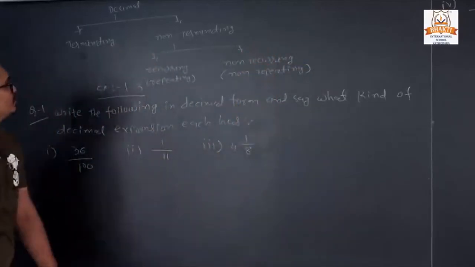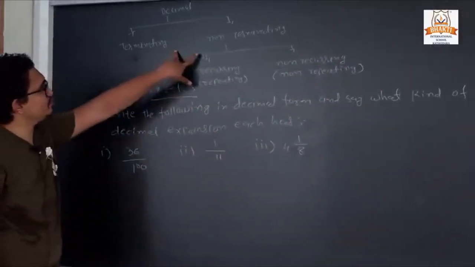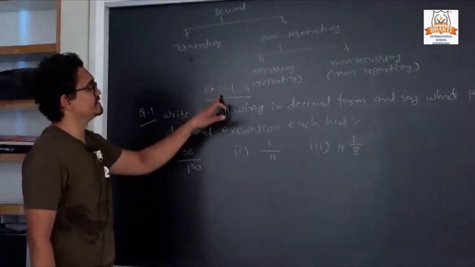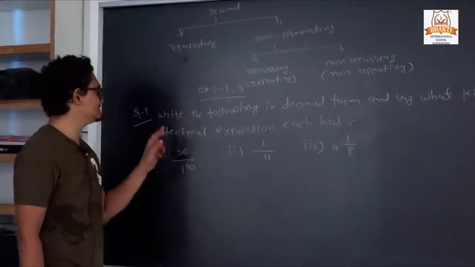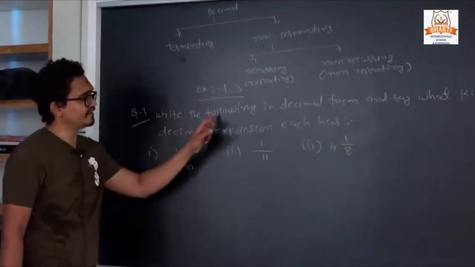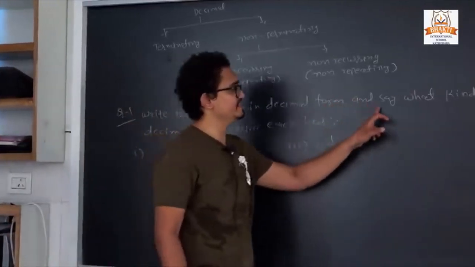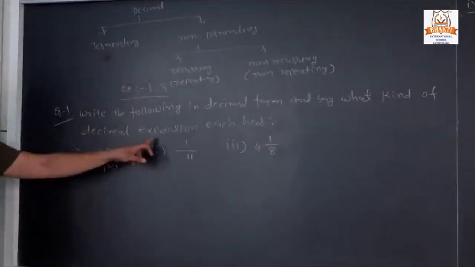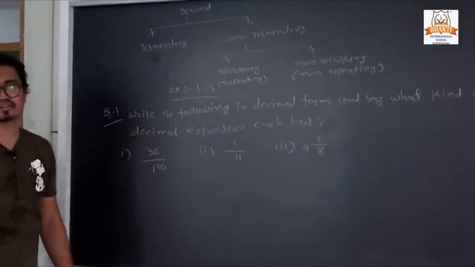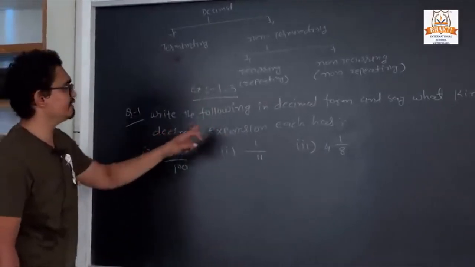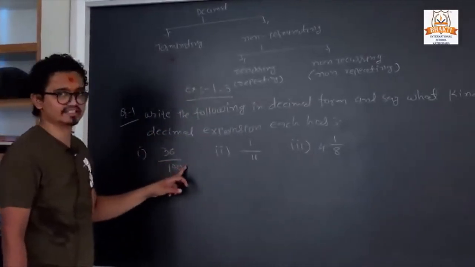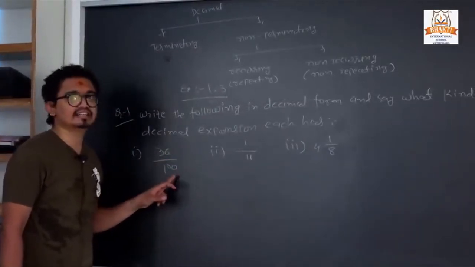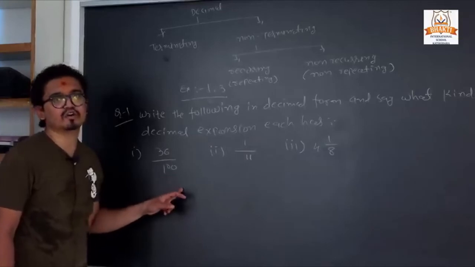Now, according to that chart, our question number 1 from exercise number 1.3 is: write the following in decimal form and say what kind of decimal expansion each has. First of all we need to convert that fraction into decimal, and after getting that we can declare whether it is terminating or non-terminating.